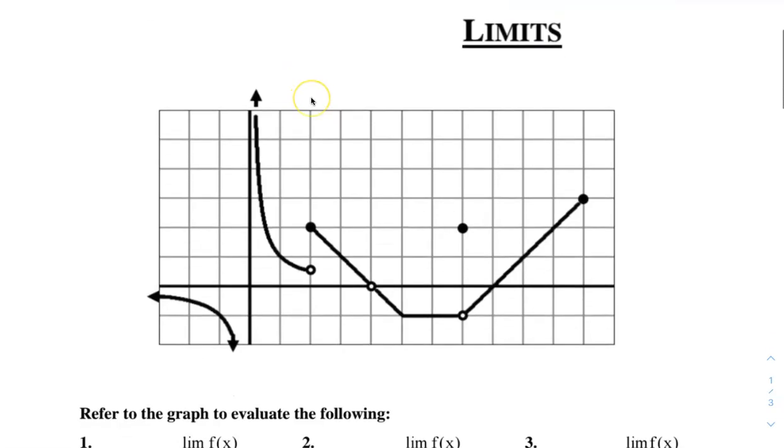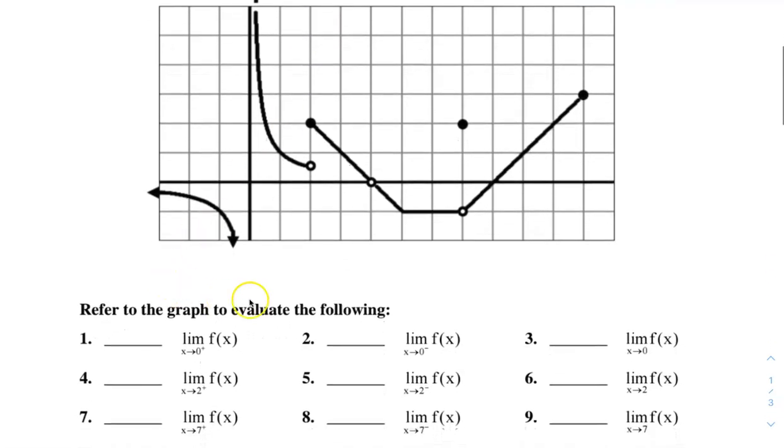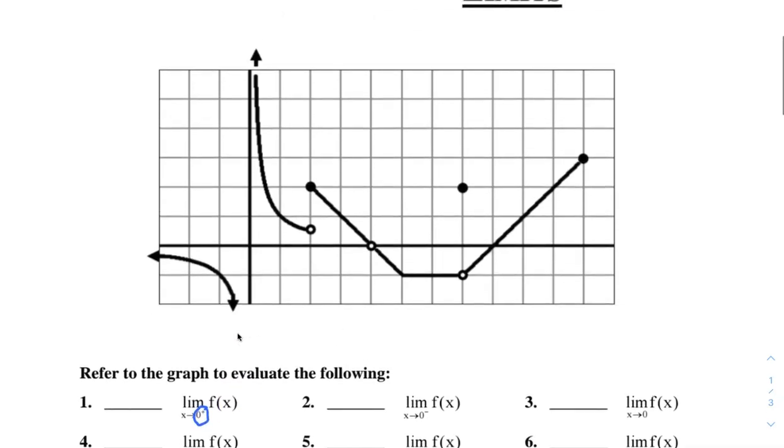Limits worksheet, so let's work through this. Refer to the graph right here to evaluate the following. The limit as x approaches 0 from the right of f of x. So remember, the little plus sign means from the right. So we gotta go to 0. Here's 0. It's the little dotted line.